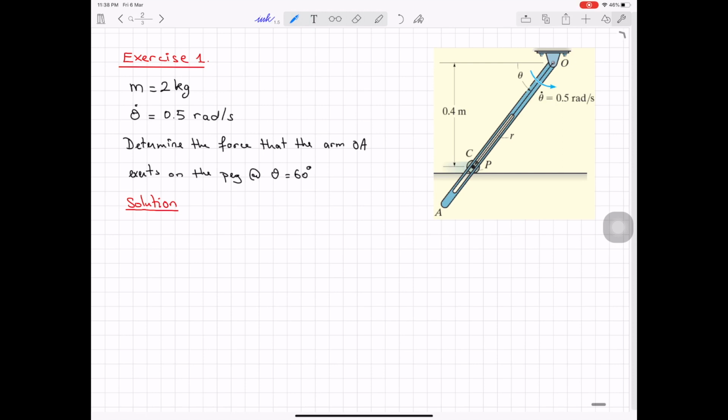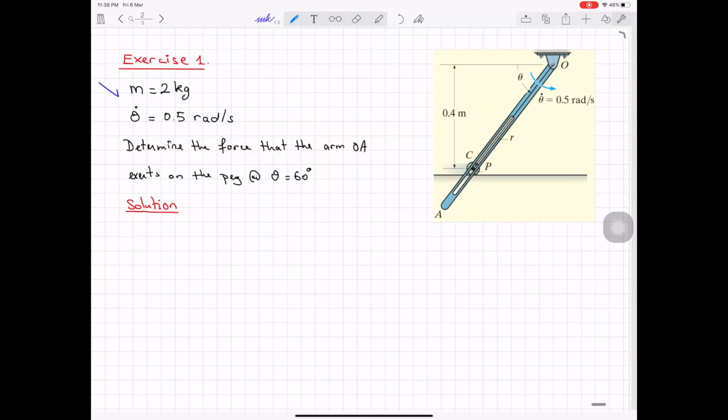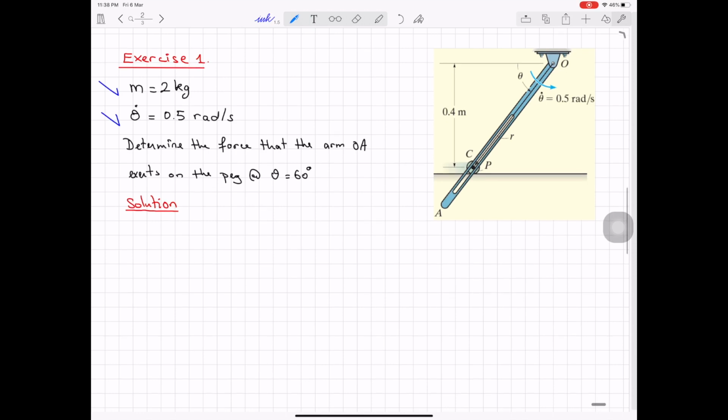So when it rotates, it will pull on its way cylinder C. The cylinder C has a mass of 2 kilograms, and the angular speed of the arm OA is equal to 0.5 radians per second. And they ask me to determine the force that the arm OA exerts on the peg at theta equal to 60 degrees.